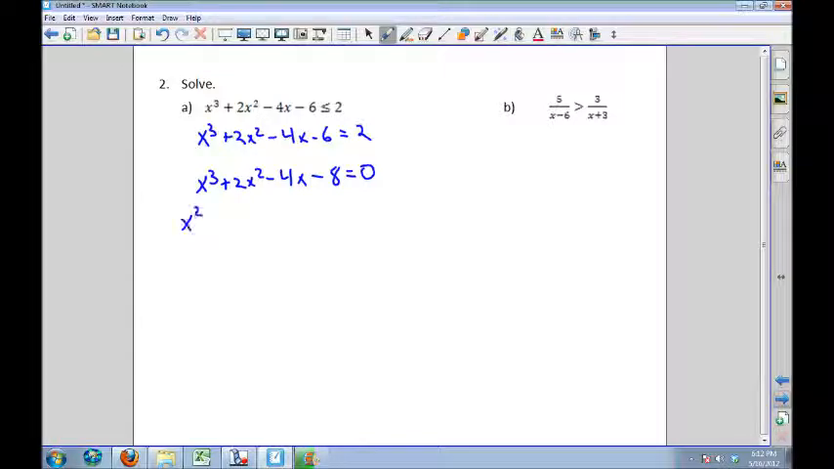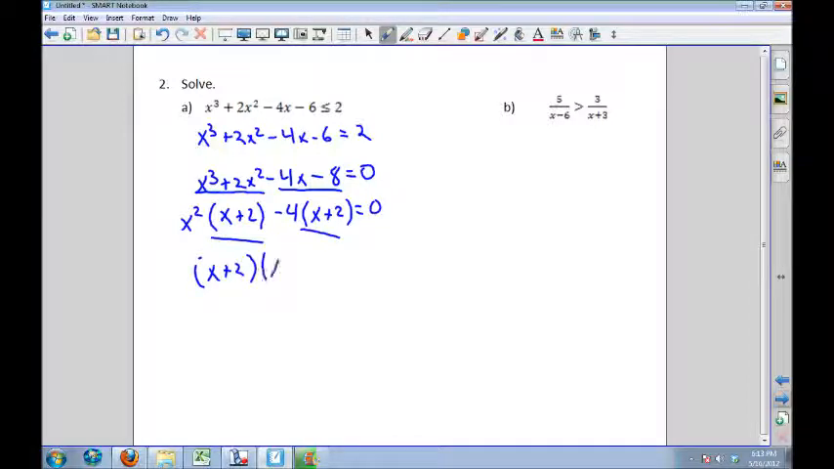So I can factor x squared out of my first two terms. I'll be left with x plus 2. I can factor a -4 out of my last two terms, a minus 4 times x plus 2. I now have a common factor of x plus 2. I'll factor that out. And when I solve this equation, I get either x is equal to -2 or x squared is equal to 4, so that x would be plus or minus 2.